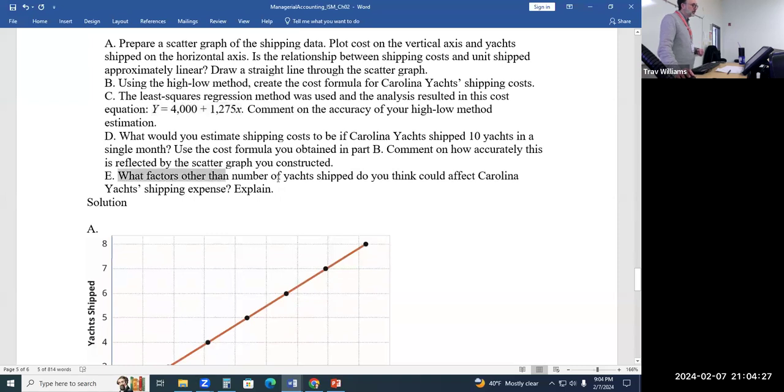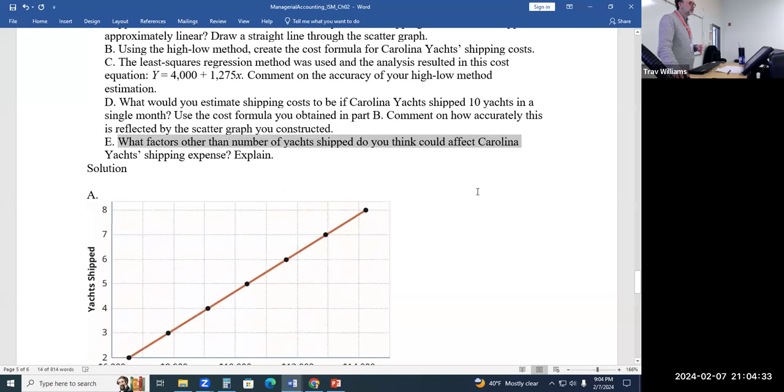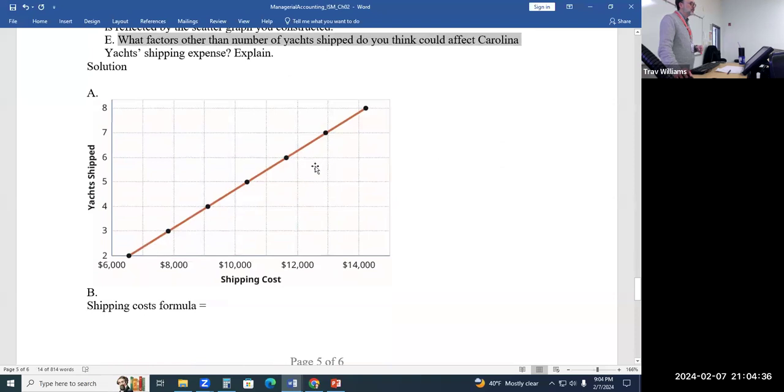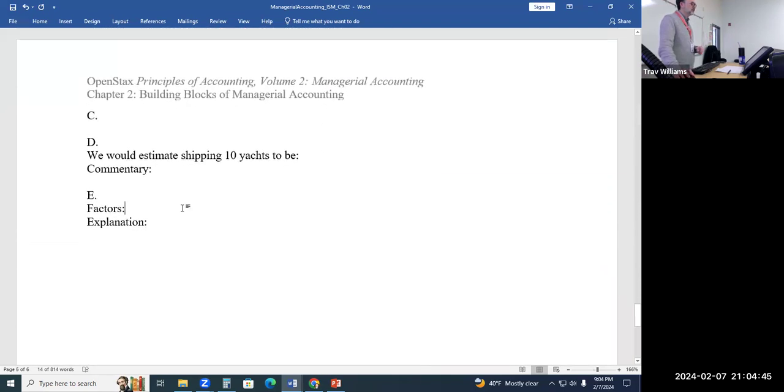And the other difference is for E, it asks you to think about what factors other than the number of yachts shipped would affect their shipping expense. So here again, we see a perfect correlation between the number of yachts they ship and the expense. But what other things could possibly impact those costs? So think maybe weather events, fuel price changes, other things that are not normal everyday events that could potentially change those costs. So that's pretty much it. There aren't any other surprises in there. Any questions on anything?